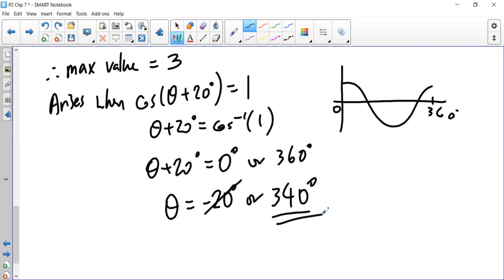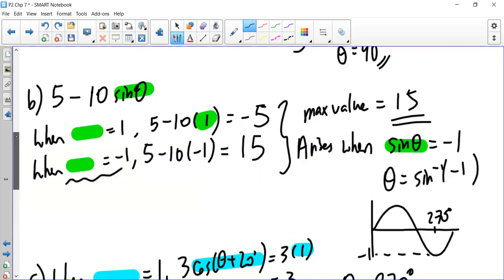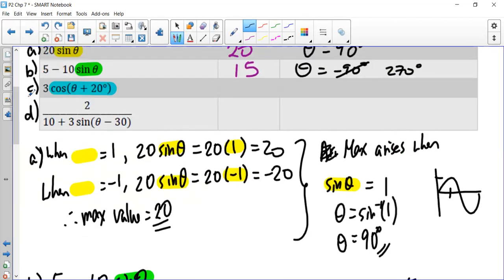Next one, part D. Again, pause the video and have a go at the question. Highlight the function that gives you a range of values first. I'm going to go through it now. This time, the highlighted part is here in the denominator. So let's have a go.